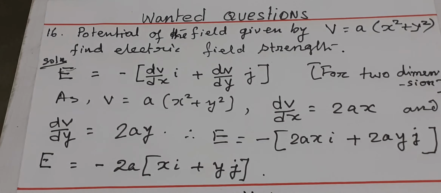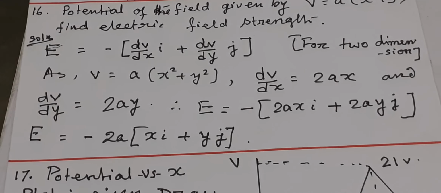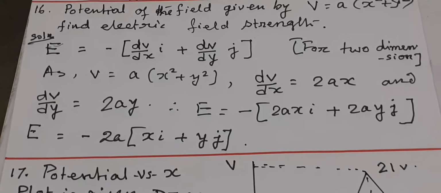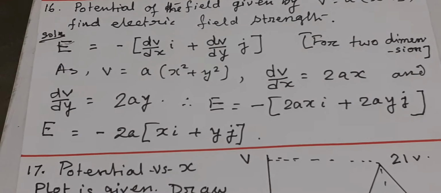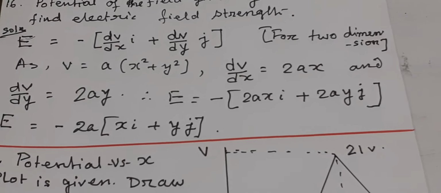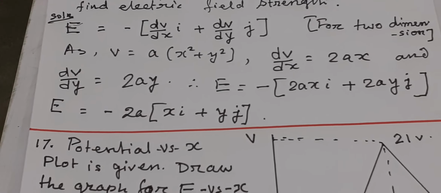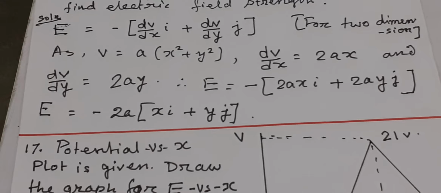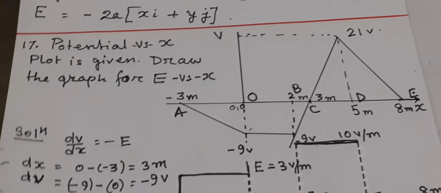Now as given, V equal to a(x square plus y square), that means dV by dx, we can differentiate this one, it will give 2ax. Similarly for dV by dy, 2ay. Substituting, we get minus 2ax i plus 2ay j. We take out 2a, so minus 2a(xi plus yj) will be coming. Next question.